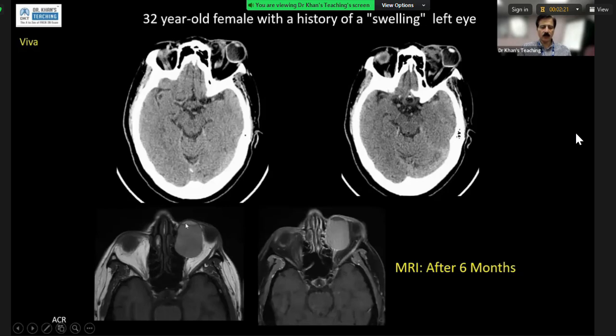And here, if you see, this is a fat saturated sequence. Look at this focus, which is high signal on the other sequence. It saturates here. And it can grow and it can burst open also. If it bursts open, it will cause inflammation, just like in the intracranial cavity, where it will cause fat droplets and chemical meningitis. So this is a dermoid.